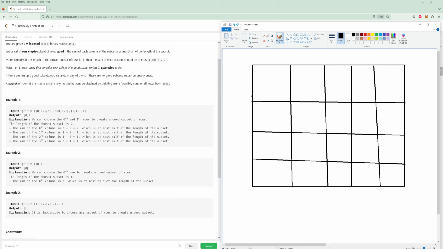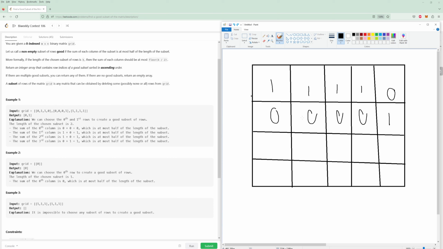Now let's think about how we can get length 2 subsets. Length 2 subsets means we have 2 rows, and the ones in each column have to be at most the length of the subset divided by 2, right? So it would have to be 1. And that would be something like this, right? You'd have to have 2 rows where for every single column, there is at most one 1. So it can be 1 0 or 0 1 or 0 0, but it can't be 1 1. So at no point can there be 1 1. That's going to be our 2-row solution.